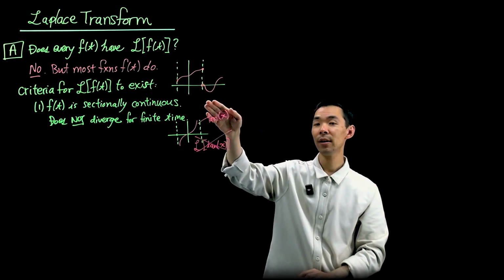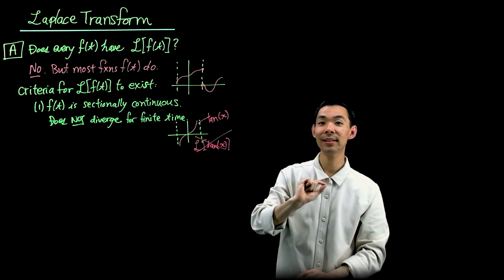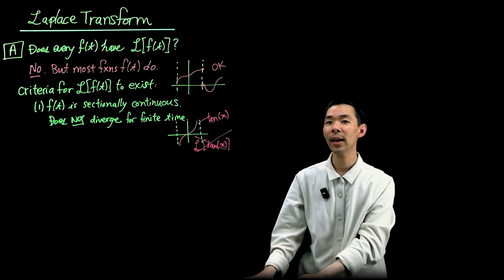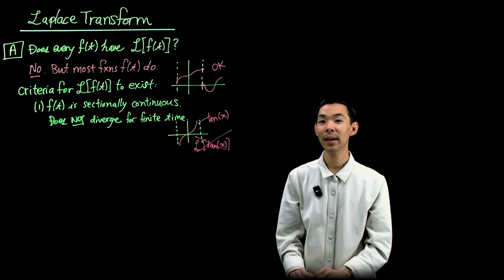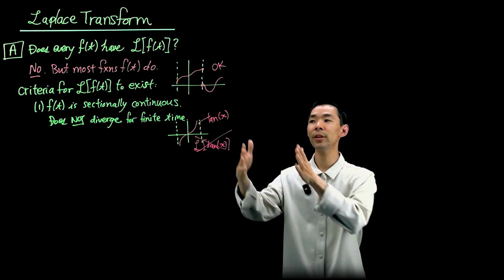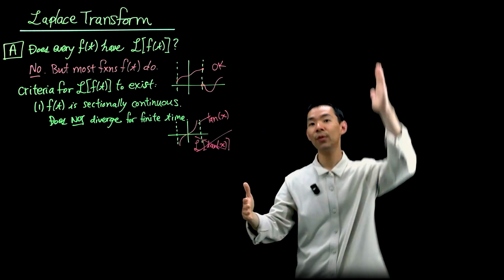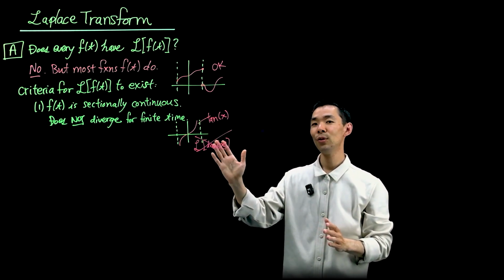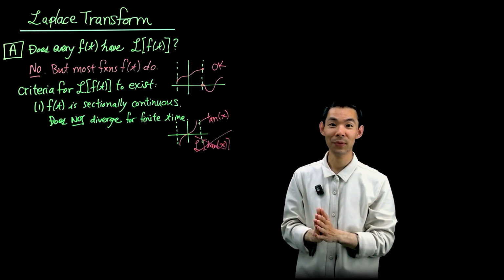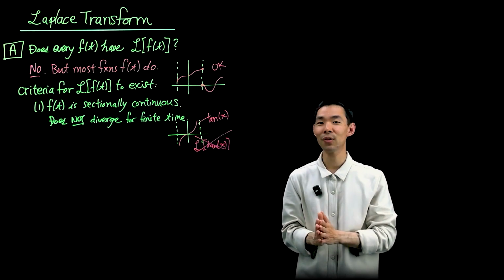But up here, where it's sectionally continuous, that's okay. This function has a Laplace transform. So as long as you are sectionally continuous and it doesn't diverge out to infinity at some finite time, then you have the chance of having a Laplace transform. Now let's go to the second criterion.